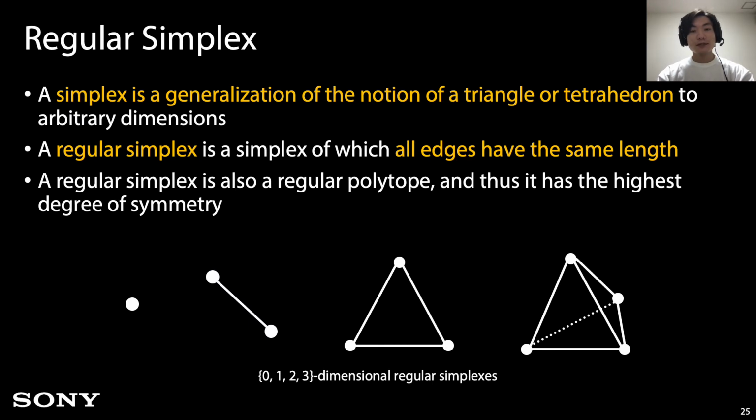A simplex is a generalization of the notion of a triangle or a tetrahedron to arbitrary dimensions. Especially, a regular simplex is a simplex of which all edges have the same length. A regular simplex is also a regular polytope at the same time, and thus it has the highest degree of symmetry. Several examples of regular simplexes are shown below.